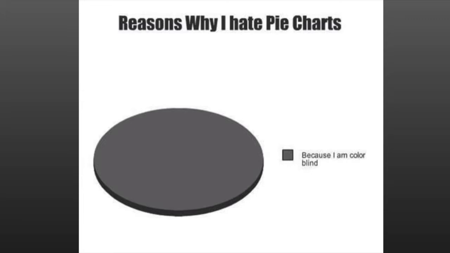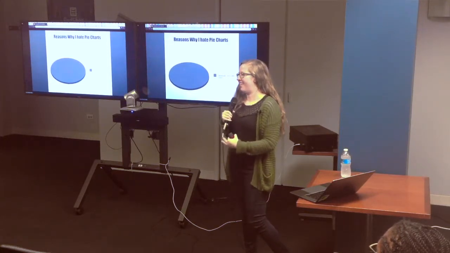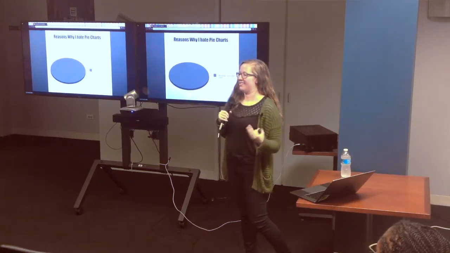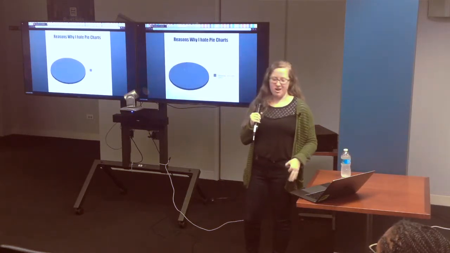Here's a little chart about colorblind people, and it is why I hate pie charts. The whole circle is gray, and then the legend says, because I am colorblind. And pie charts are just not great graphs to begin with, and then if you're not going to use color contrast within that, then it's just going to look like that to some people. No data is conveyed.